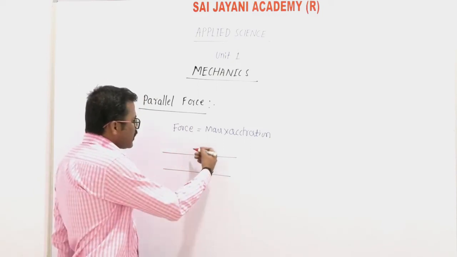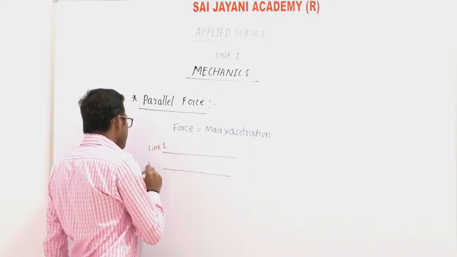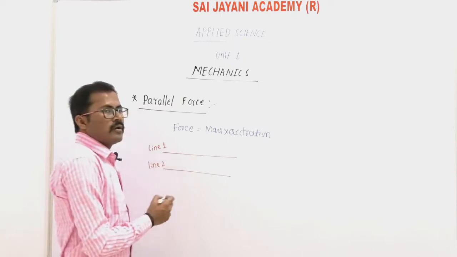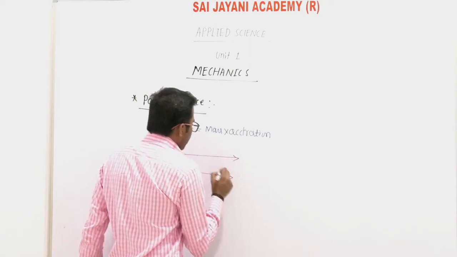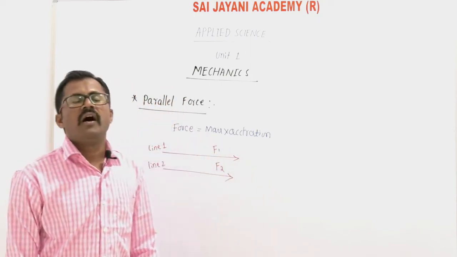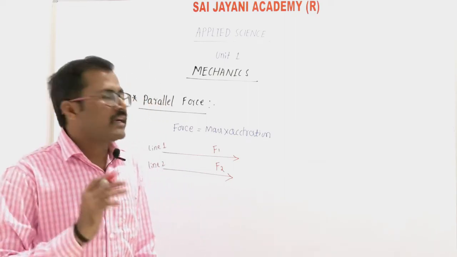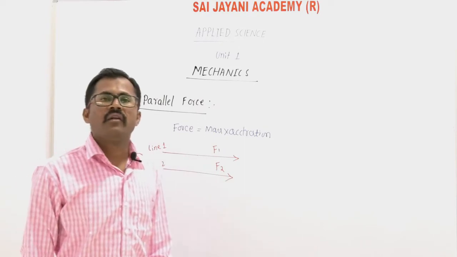So what does parallel line mean? Line 1. So line 1 is parallel to line 2. So this line is parallel to this one. If forces F1, F2 are acting like this, if two forces are acting along the parallel lines, then it is called as parallel forces.